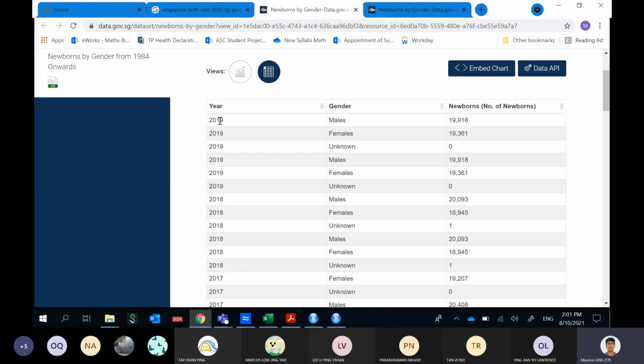So it's in this data.gov. So this is in 2019. Singapore births.